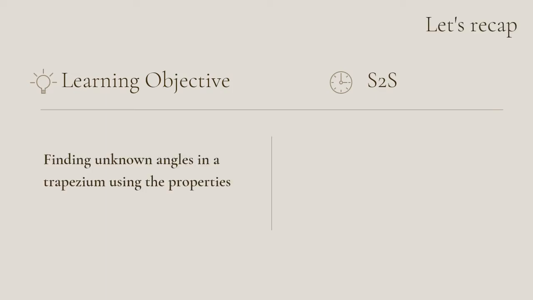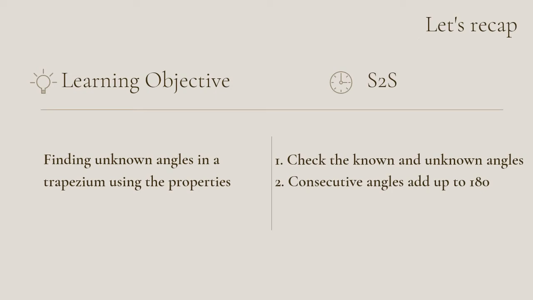Let's just quickly recap our learning objective and SOS for today. Today we are finding unknown angles in a trapezium using the properties of a trapezium. Our SOS for today, the first one is we need to check the known and the unknown angles. This is to know which angles you are looking for. And step 2, you know that consecutive angles add up to 180 degrees.